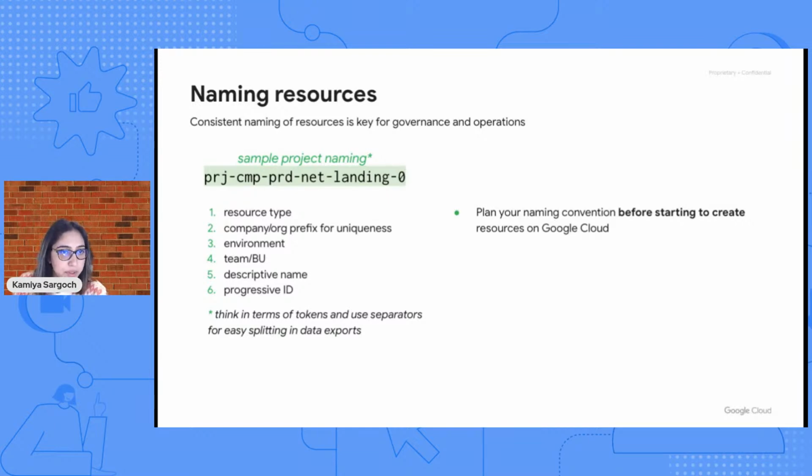Then we cover the company prefix for uniqueness, CMP. Then we're looking at the environment, which is PRD, production. Then the team or business unit, could be the networking team, NET. Then you look at the descriptive name, what is this being used for? Is this a landing zone? And then the progressive ID. So proper project design and naming is going to be a first step towards easy cost attribution and also easy chargeback for your finance teams.